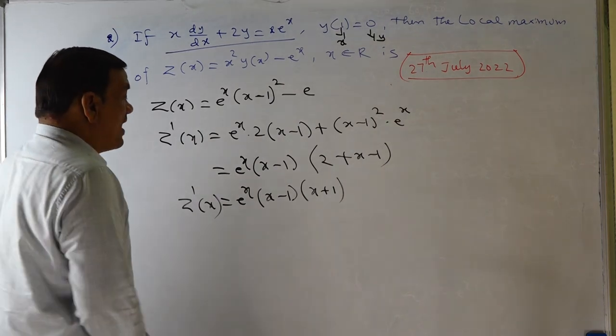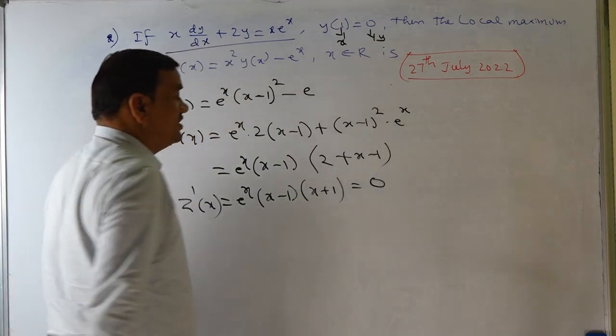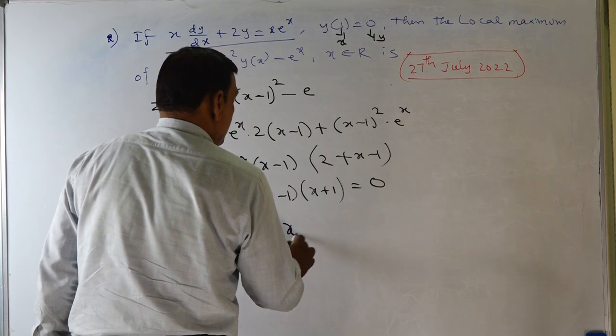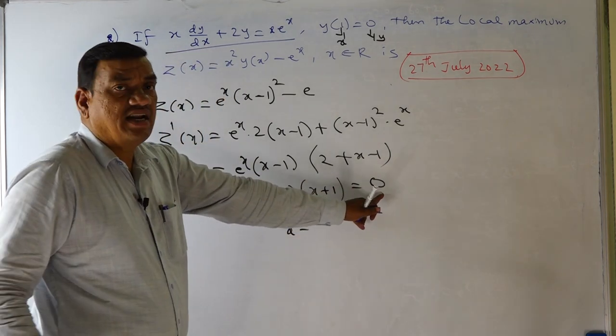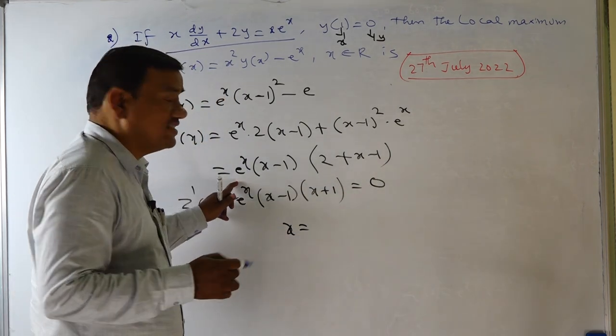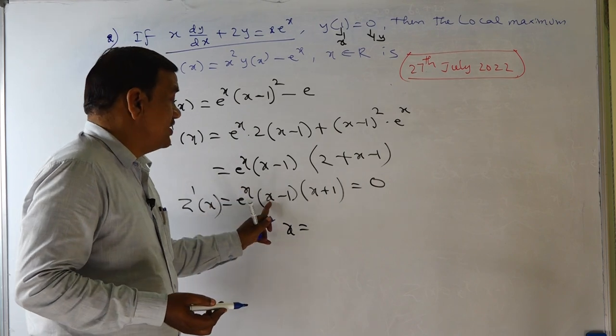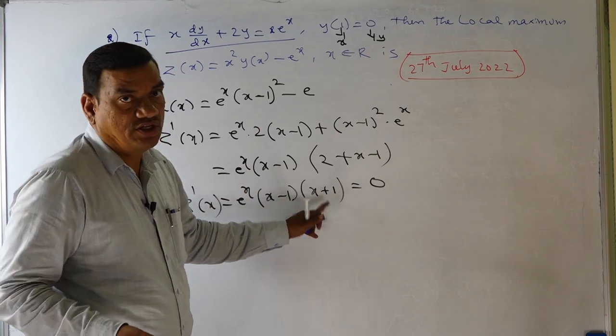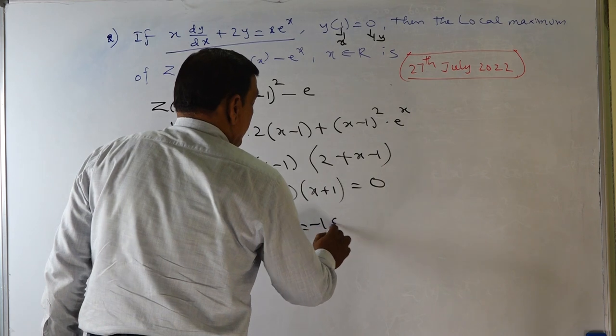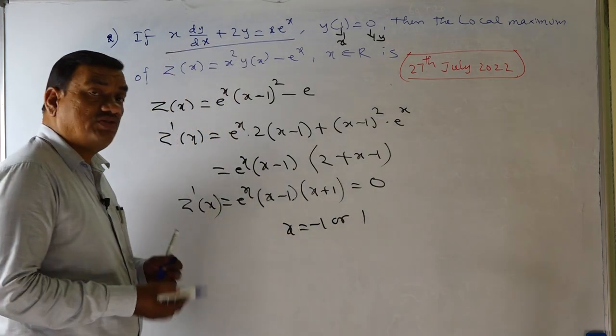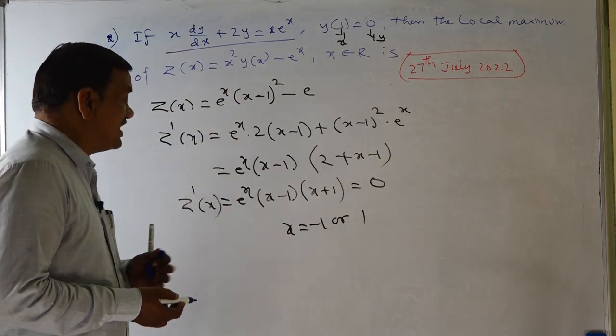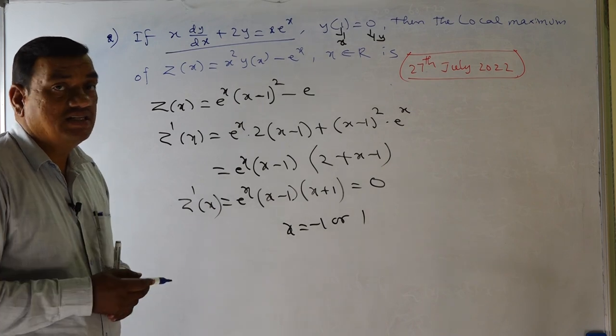Okay, now for maxima and minima, z dash of x is equal to 0. That means e power x cannot be equal to 0. For any value of x, e power x cannot be equal to 0. So, either x minus 1 is equal to 0 or x plus 1 is equal to 0. Therefore, x is equal to minus 1 or plus 1. Whether the function is a maximum or minimum depends upon the second derivative.